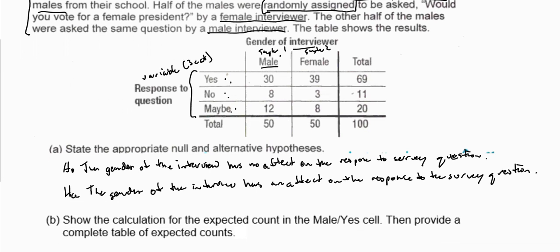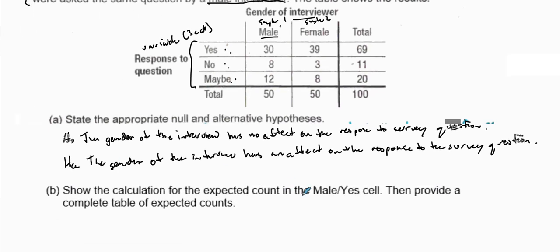Now, the next thing is we want to show the calculation for the expected count in the male yes cell, so the male yes cell. Then provide a complete table of the expected counts. For the first one, this is how we do it. If you recall, we take our row total times our column total divided by the total amount. So in this case, we take 69 times 50, and we divide this by 100. This is going to be the male slash yes cell expected value.